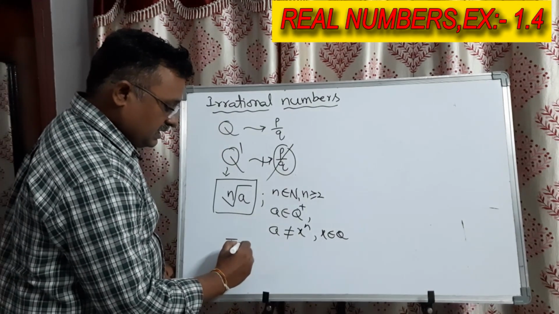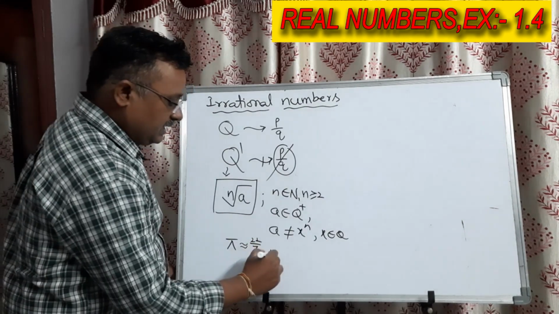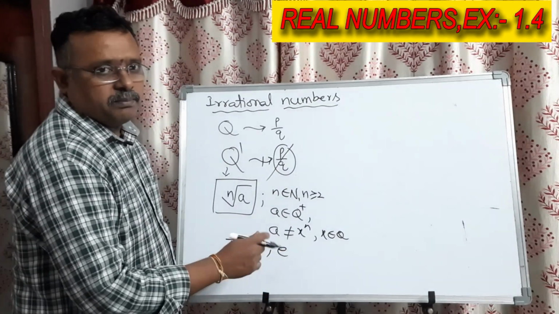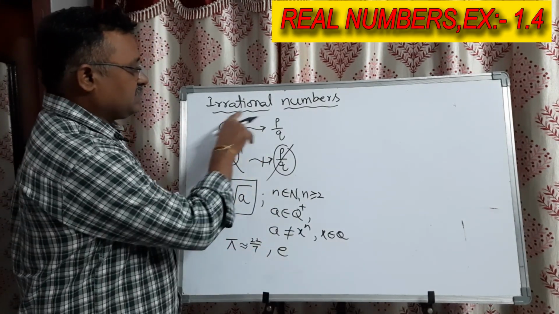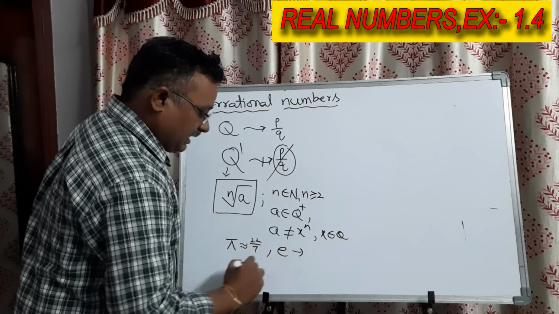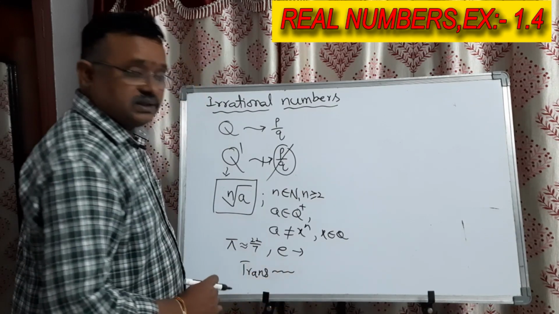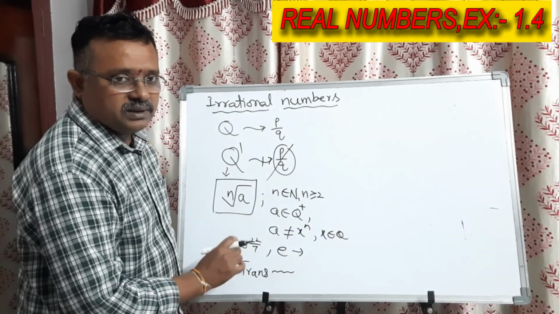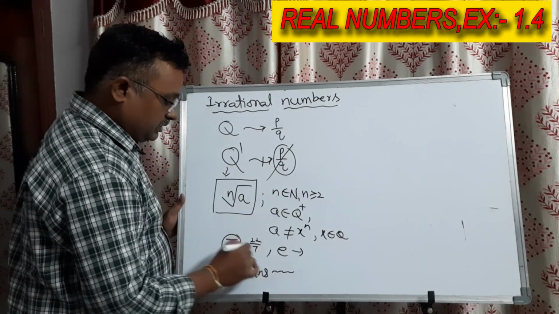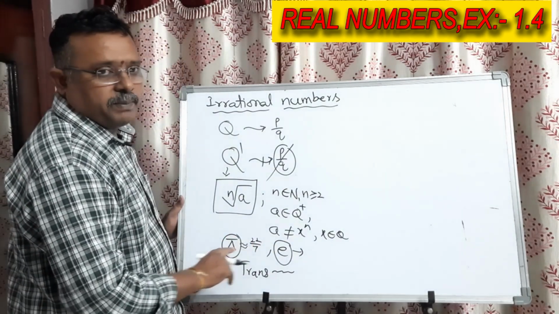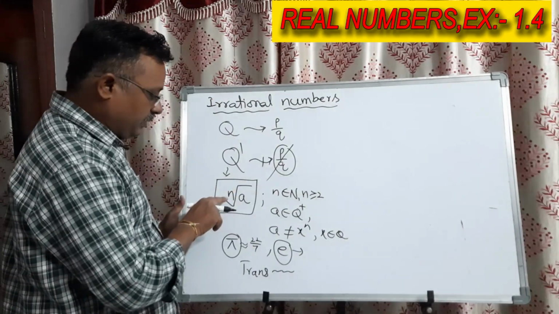whose value is approximately 22/7, and the logarithmic base e. Pi and e are also considered irrational numbers, but these are called transcendental numbers. Is that clear? Remember this. This concept is given in the earlier classes, so in bits they will ask you regarding pi and e. These two are also irrational numbers, but they are not in the form of nth root of a.